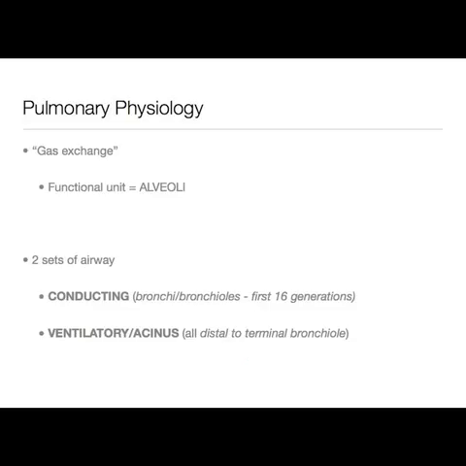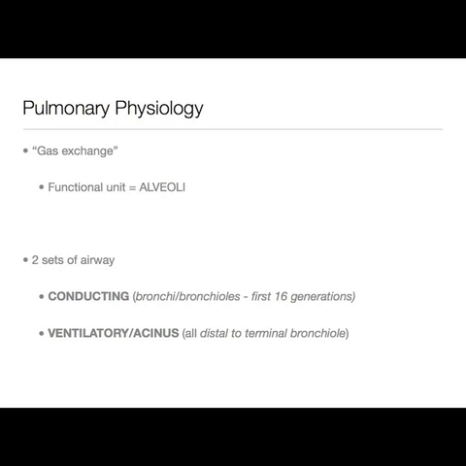So first I'm going to talk about some basic physiology. The lungs are the organs of gas exchange, and this occurs in tiny thin sacs called alveoli, where inhaled air comes into very close contact with capillaries of the lung. Alveoli are connected to the outside environment via two sets of airways. These are the conducting airways, comprising the first 16 generations of airways, including the bronchi and bronchioles, and the ventilatory airways, or acini, which is the portion of the lungs distal to the terminal bronchiole.